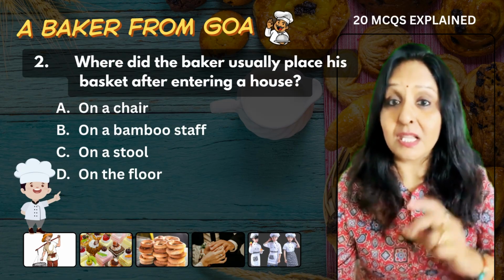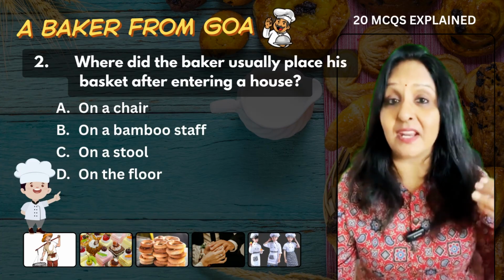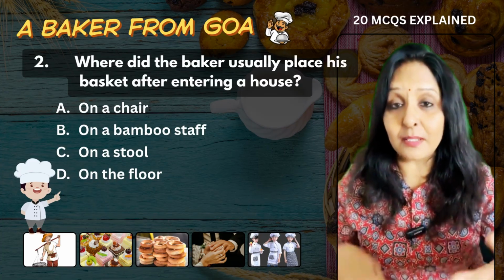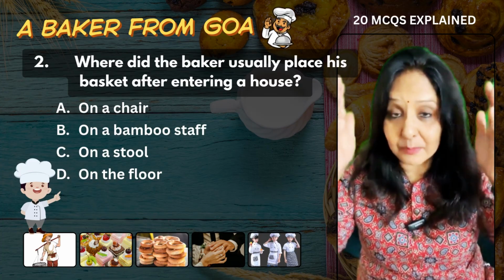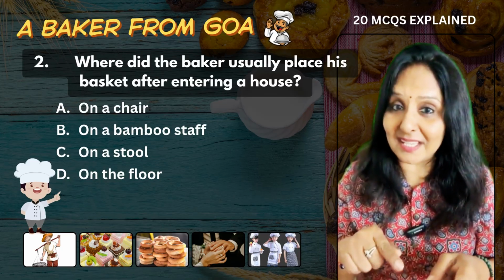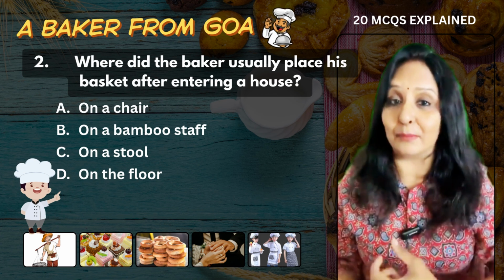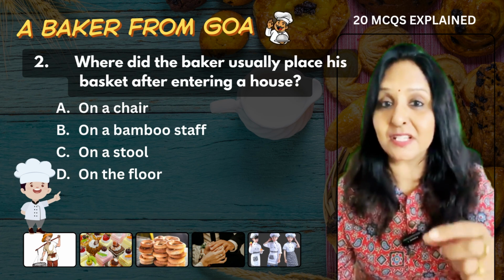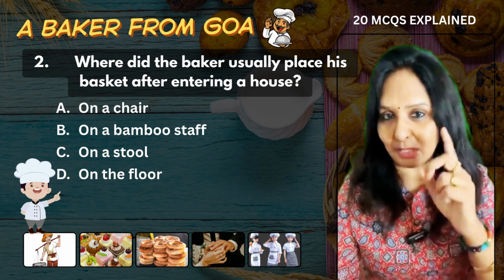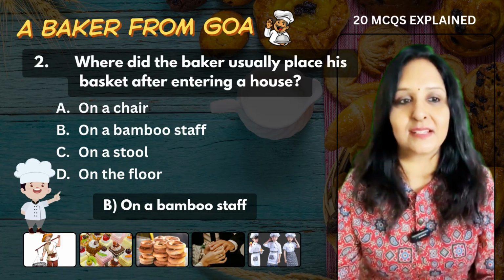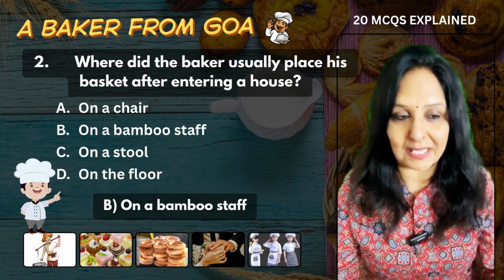Now, question number 2, where did the baker usually place his basket after entering a house? After entering a house. So remember the difference: when he entered the house, the basket was on his head. But after he entered the house, the basket was not on the head, but it was on the bamboo staff. So this is the difference. So read the question carefully so that you don't get confused. So the answer is on a bamboo staff, option B.